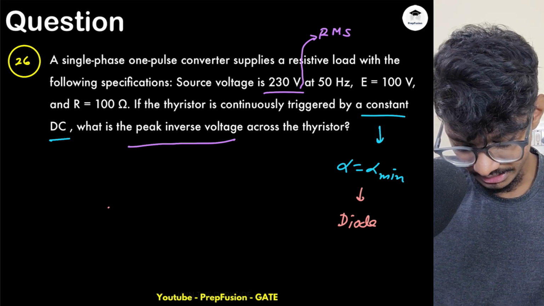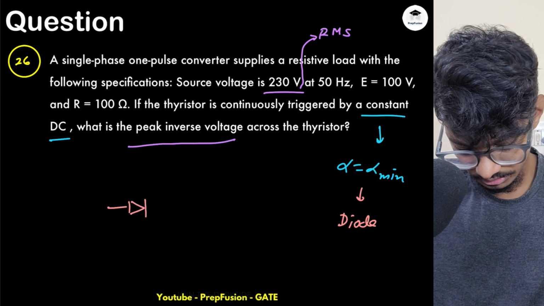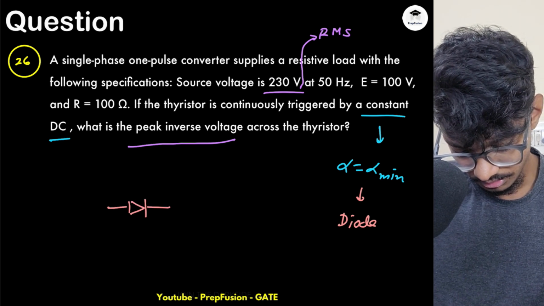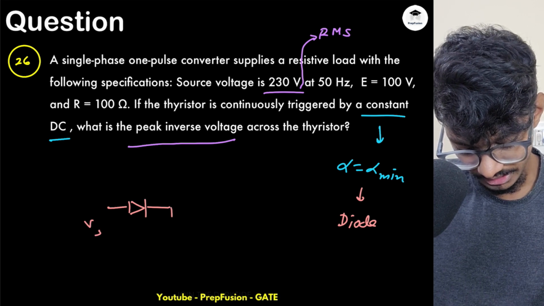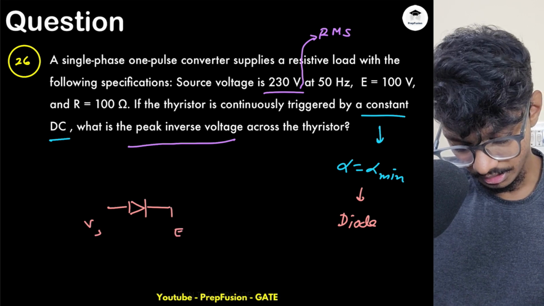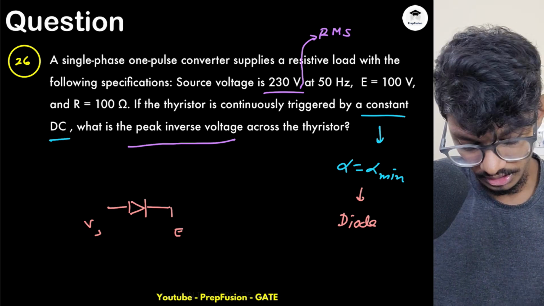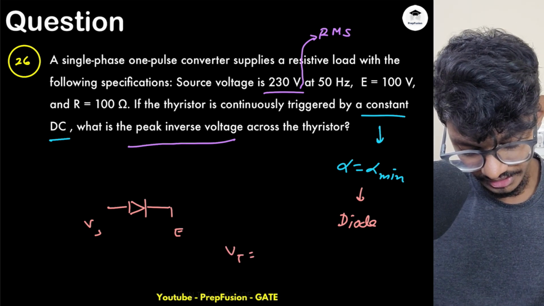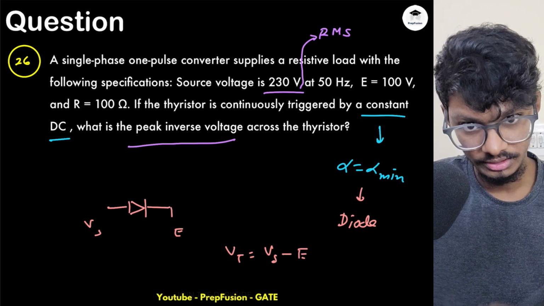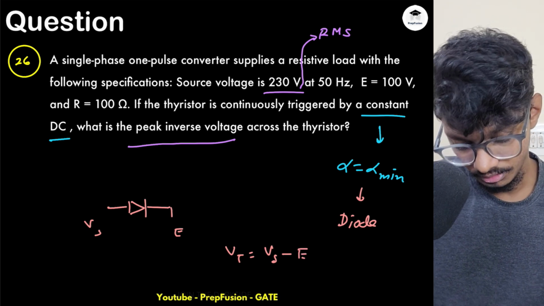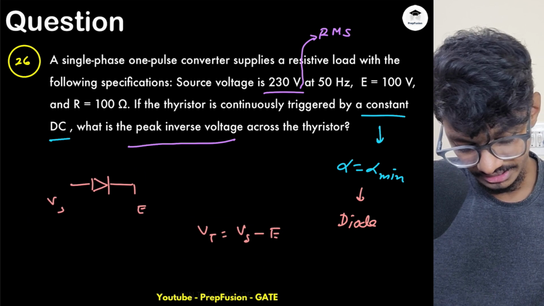So if my thyristor is something like this, this is just like a diode. This is my Vs and this is my E voltage. And during reverse bias, this will be off. Okay. So my Vt will be simply Vs minus E, and in the reverse bias condition, Vs is negative.